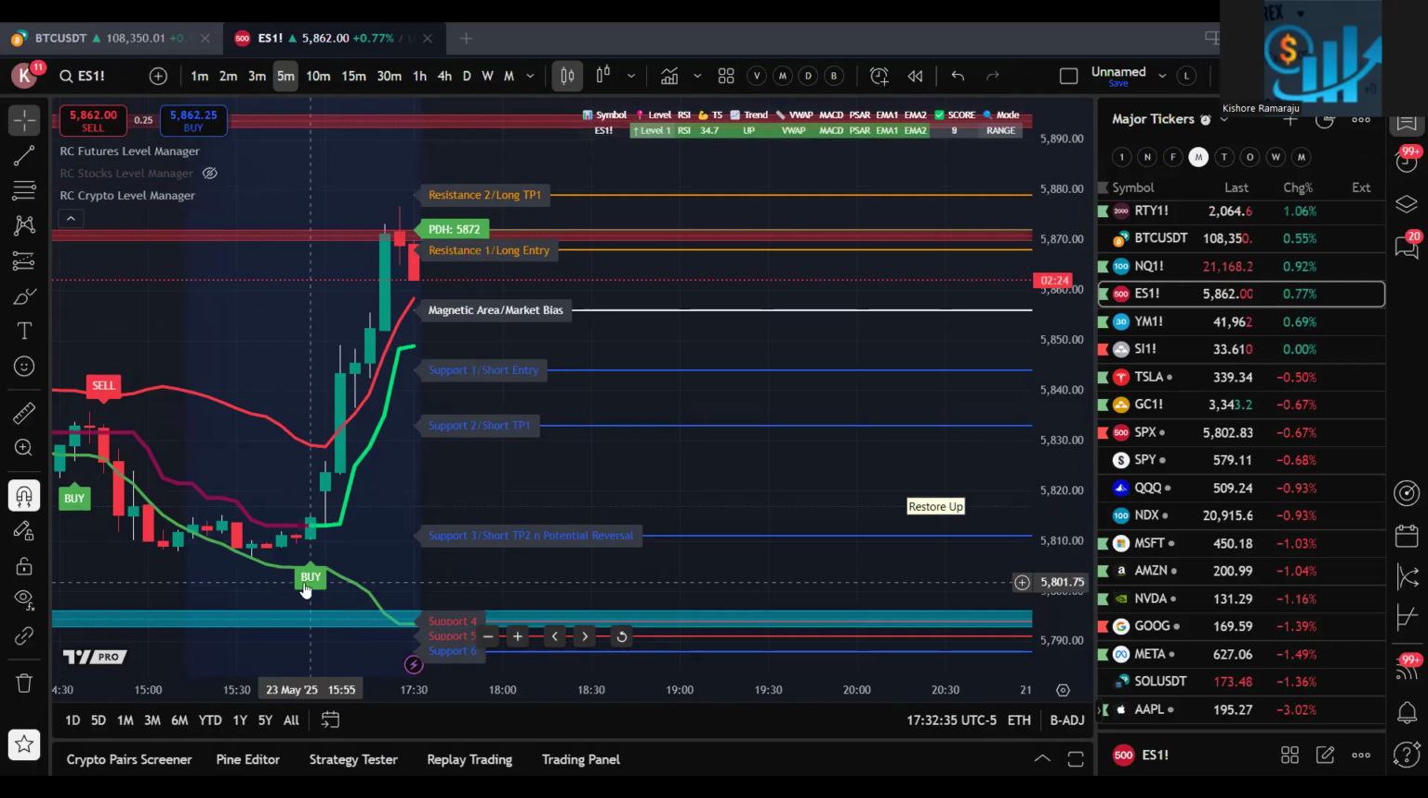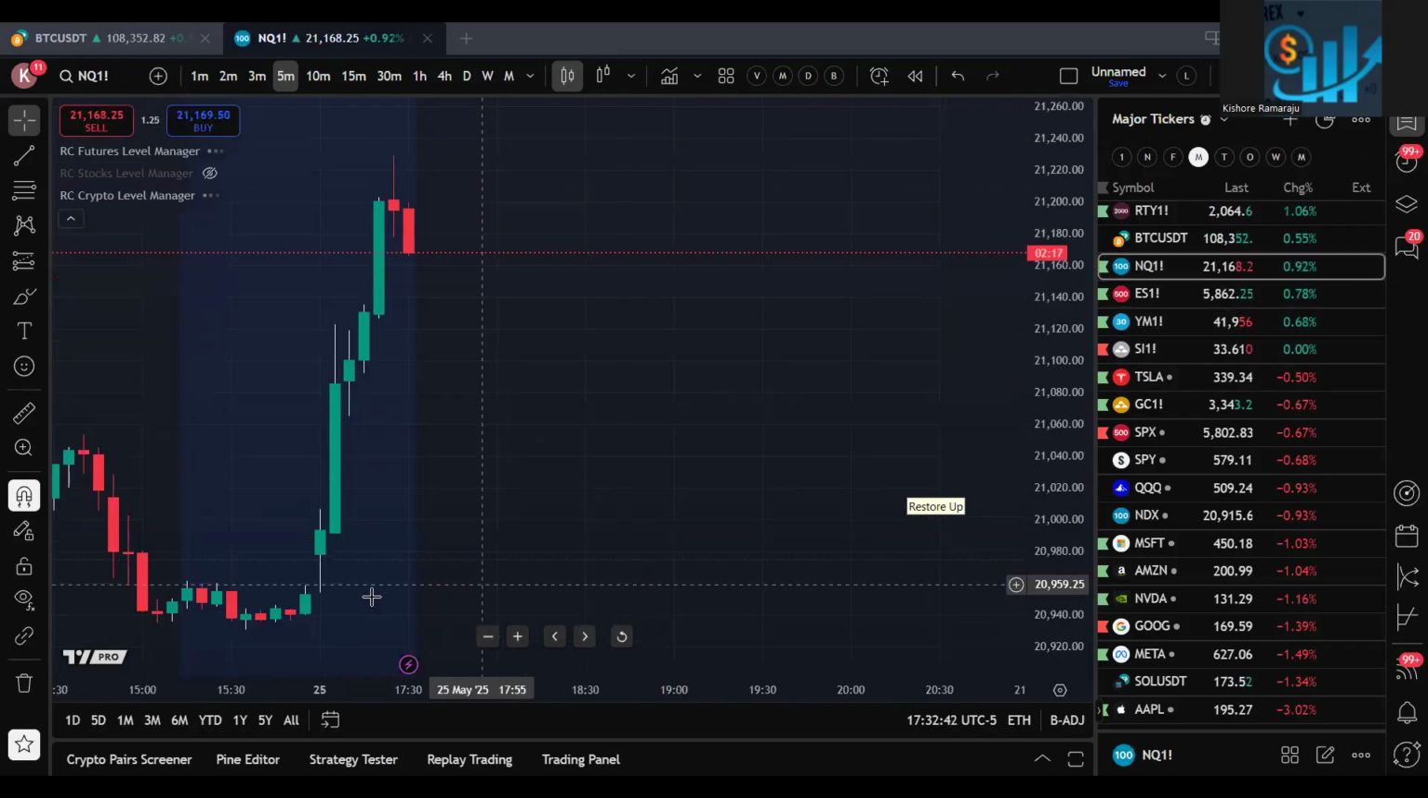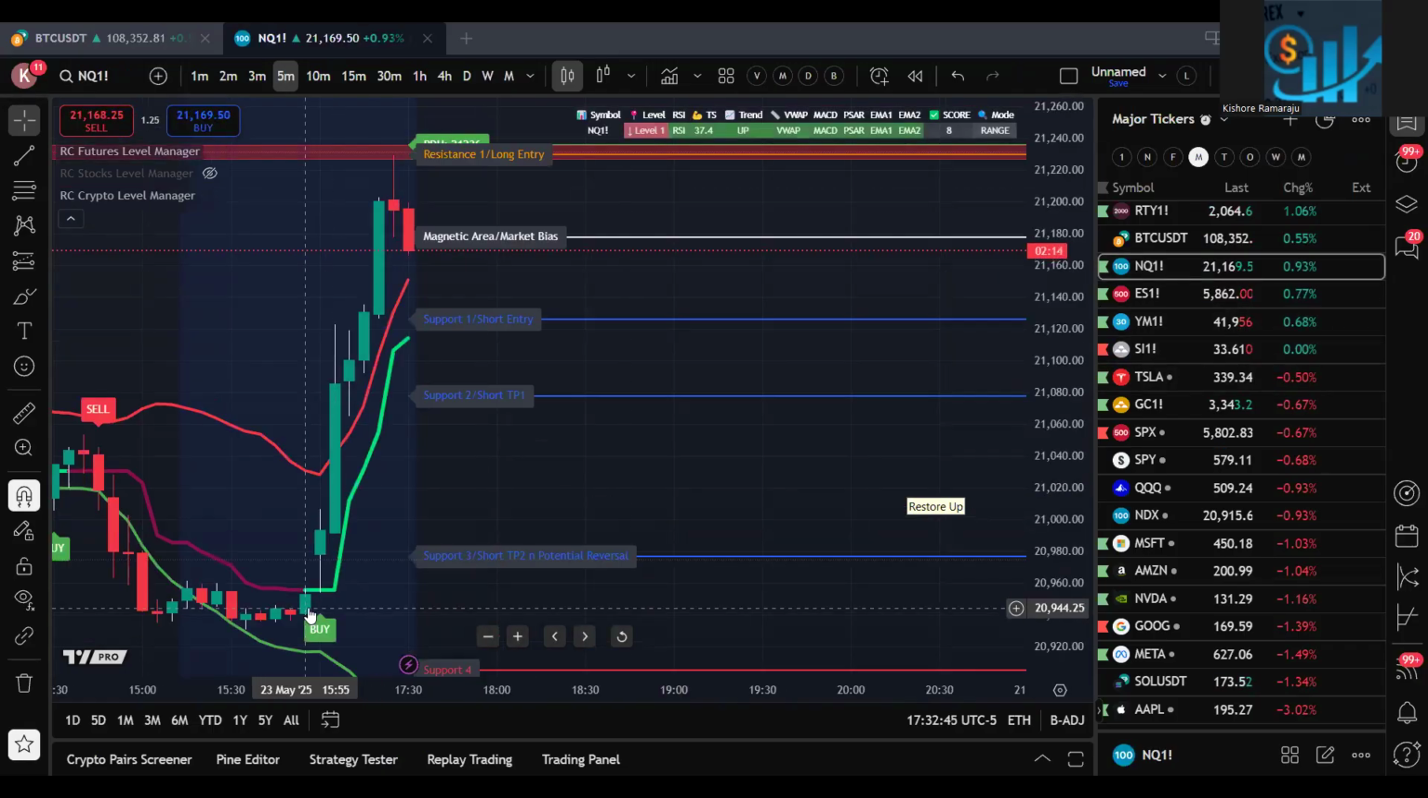So from nearly 5,800, it went nearly 50, 60 points up. Same thing, NQ also moved so much. From 29.44, it went to 166, nearly 200 points up.